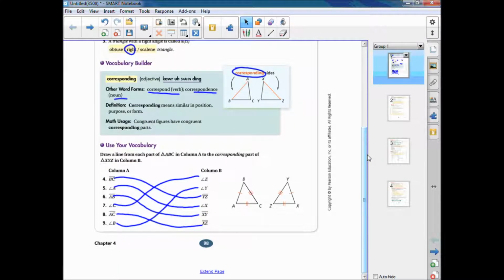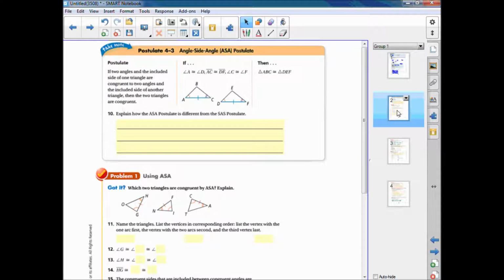All right, let's flip it over and learn about our 2 new postulates, angle, side, angle, and angle, angle, side. Okay, on our second page, we have postulate 4-3, but we're just going to use angle, side, angle postulate, or even shorter, the ASA postulate. All right, so the angle, side, angle postulate says if 2 angles and the included side of one triangle are congruent to 2 angles and the included side of another triangle, then the 2 triangles are congruent.